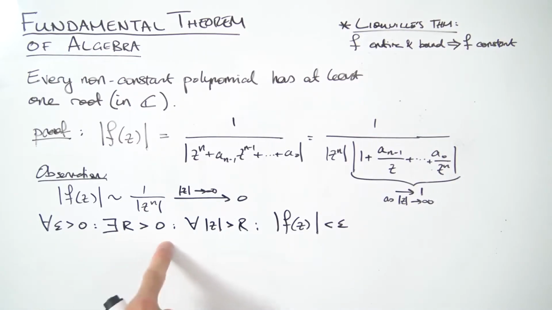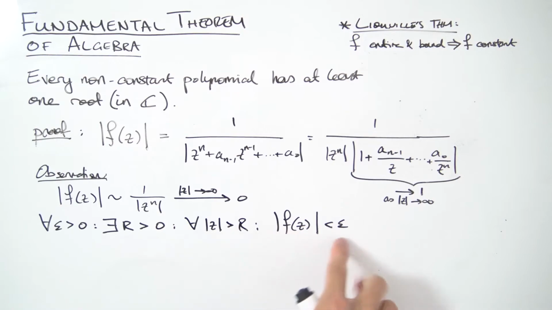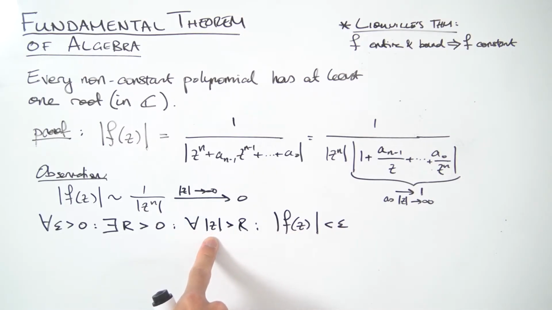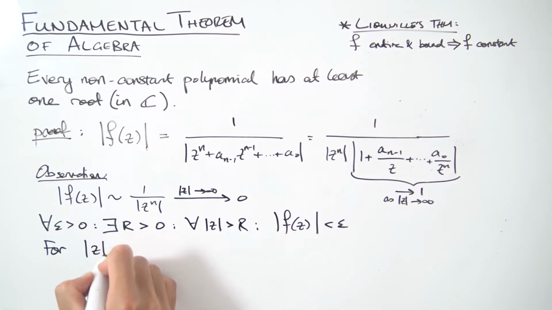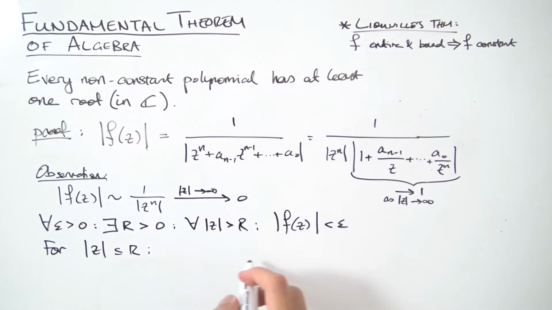So we know there exists this r here such that when the absolute value of z is greater than it, we're bounded by this epsilon. Now what happens if the absolute value of z is less than or equal to r? So for z less than or equal to r, what's going to happen? Well, notice, what is z less than or equal to r? This is simply the closed disk that's centered at the origin with a radius of r over here.